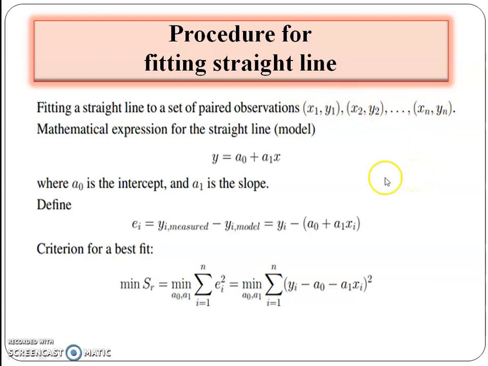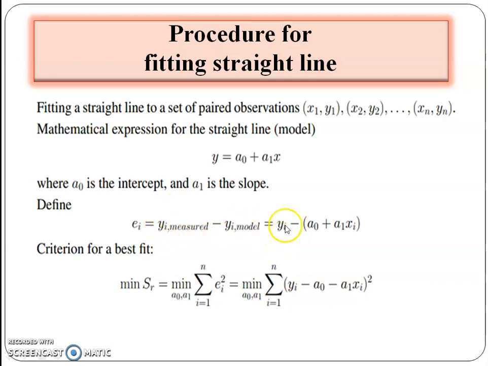The mathematical expression we are going to fit is the straight line equation y equal to a0 plus a1x. Here a0 is the intercept and a1 is the slope. The first step in the standard procedure is to define ei. ei refers to the error between the actual value and the approximated value.